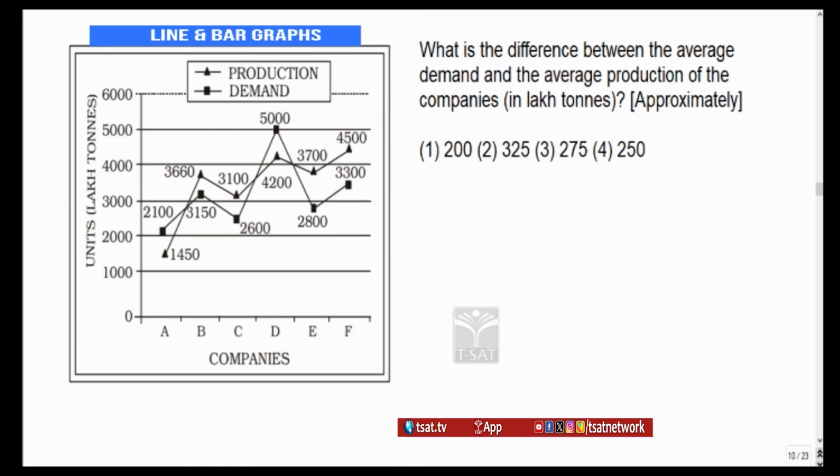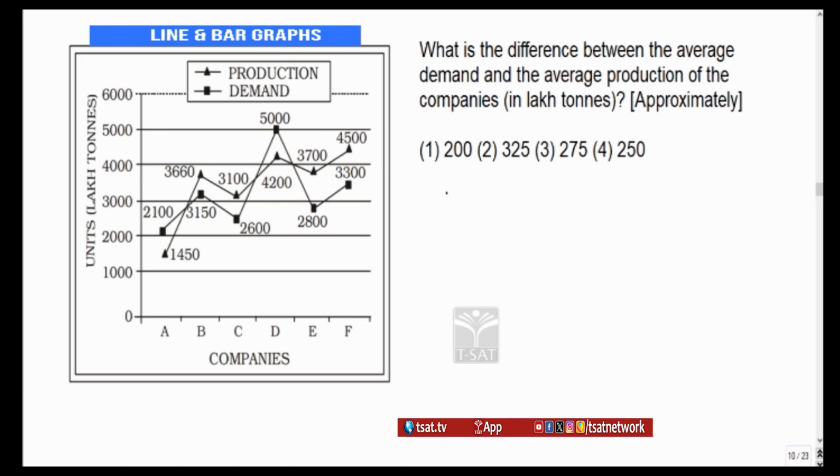What is the difference between the average demand and the average production of companies in lakh tons approximately? So he is asking you the difference between the averages. So what you can do is find out the difference and then find out the average of it. He is asking the difference between the averages. We find the average of differences. Both of them are actually the same.